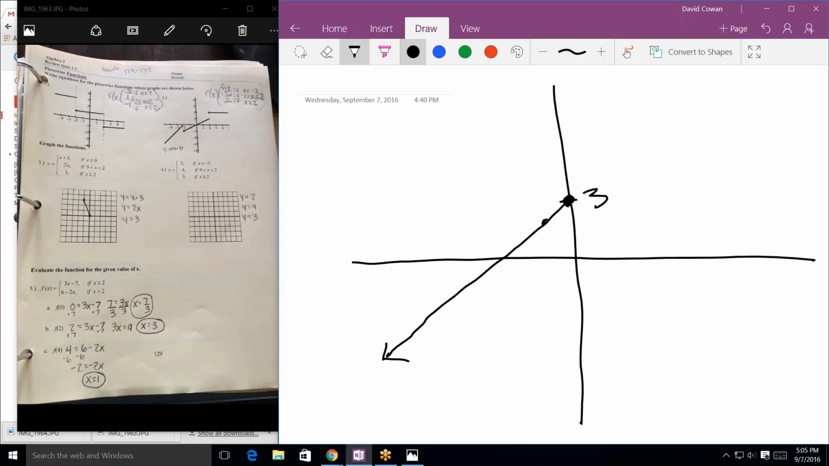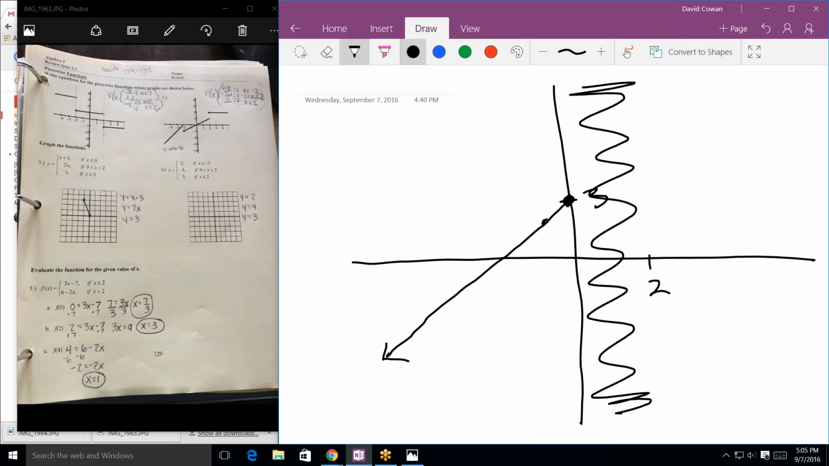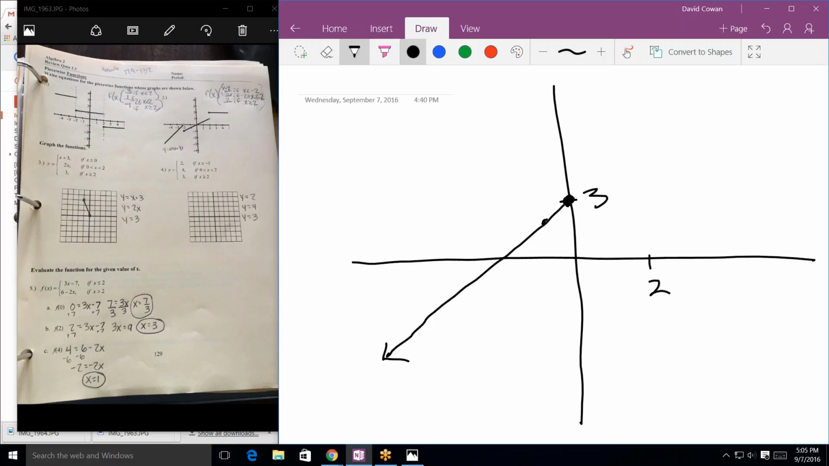y equals 2x. Well, what's the domain? 0 is less than x, which is less than 2. So between 0 and 2, in other words, there's 2. It's this area here that we're going to plot our next function. And it's an open circle because there's no equal sign. Where do I start? Remember, it's between 0 and 2, it's this area here.